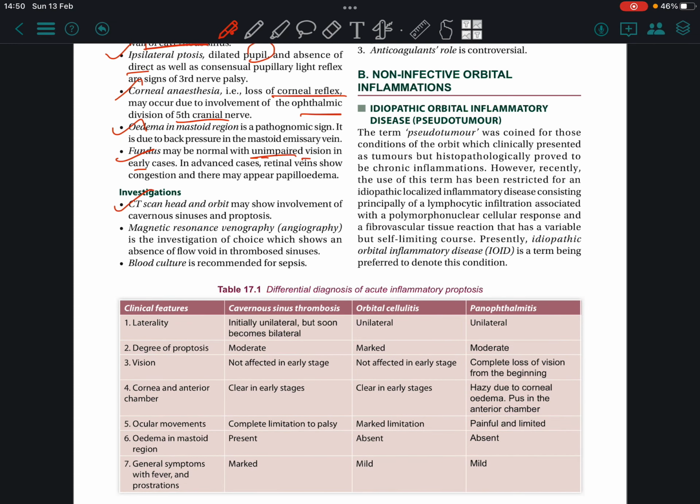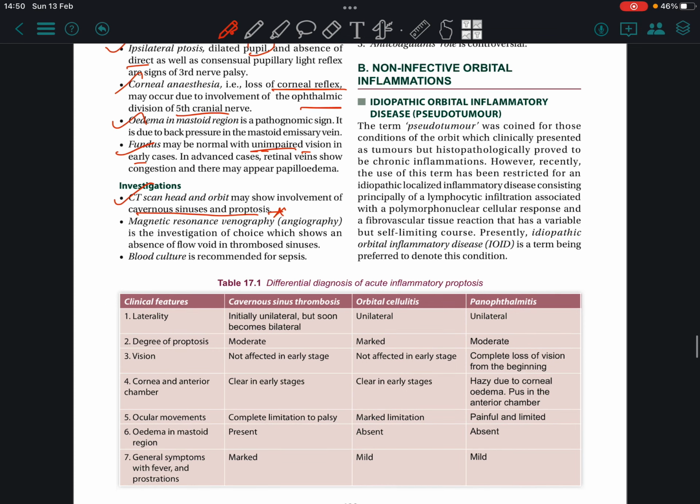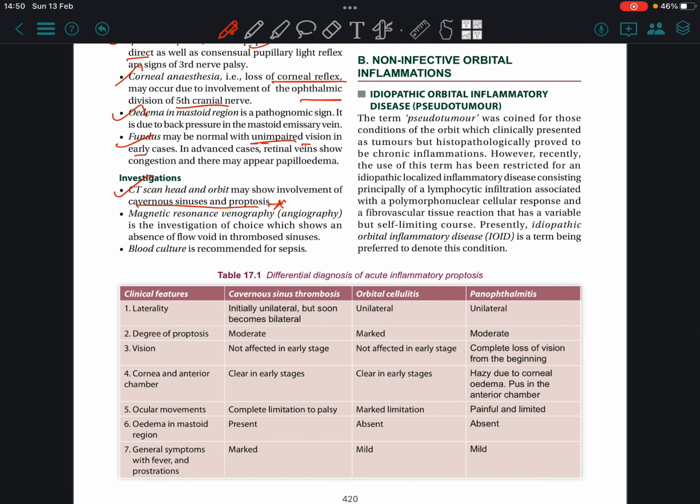CT head and orbit show involvement of cavernous sinus and proptosis. Magnetic resonance angiography is the investigation of choice, which shows absence of flow void in the thrombosed sinus. Blood culture is recommended for sepsis.